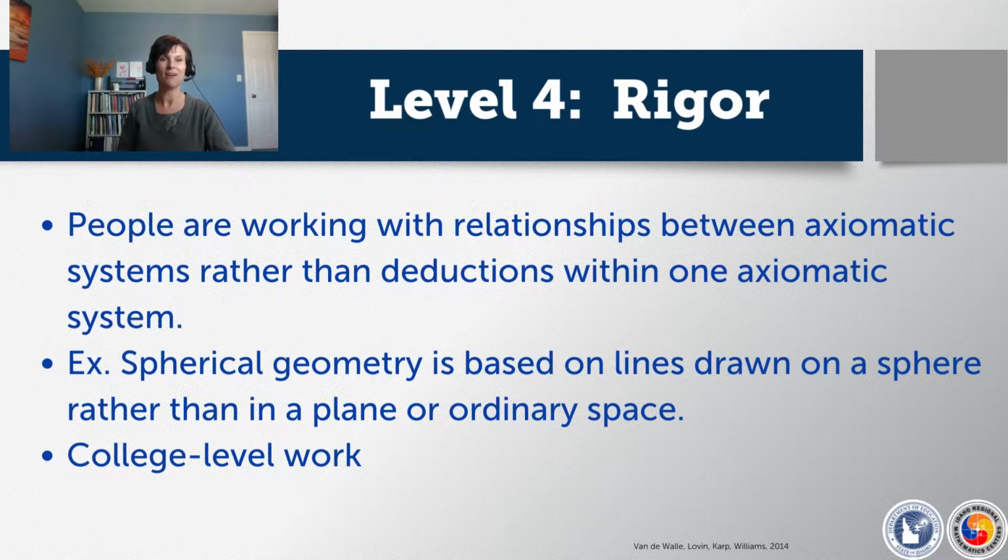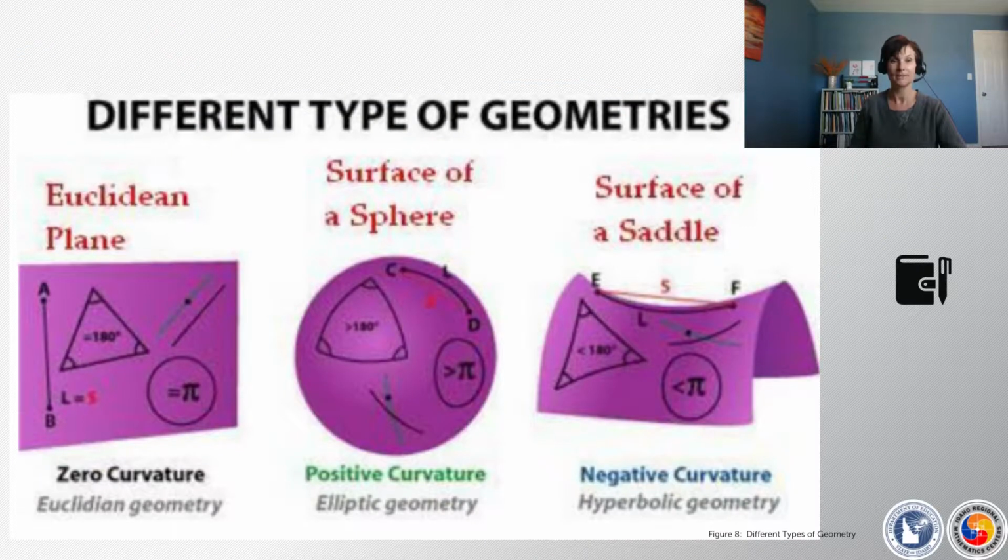Level 4 is all about taking those postulates and theorems and applying them to different situations. For example, spherical geometry is based on lines drawn in a sphere rather than on a plane. For example, how do axioms relate to different types of geometries? We see this kind of work at university levels. On our Levels of Geometric Understanding handout, write a word or draw a picture that summarizes the key idea of Level 4.